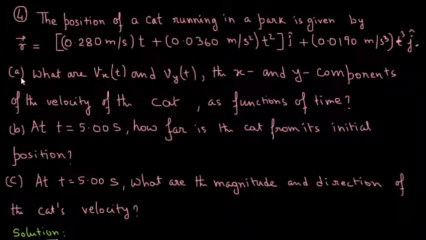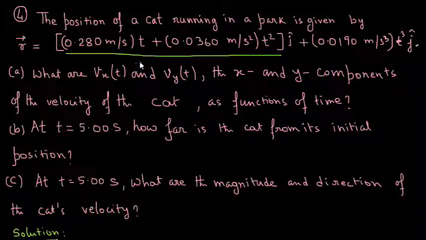So today we'll do the fourth numerical. The position of a cat running in a park is given by r is equal to [(0.280 meter per second)t + (0.036 meter per second square)t square] i plus (0.0190 meter per second cube)t cube j. So from this equation, what is this equation? This equation is simple where position vector is given and this part is x component of the position vector and this part is y component of the position vector.